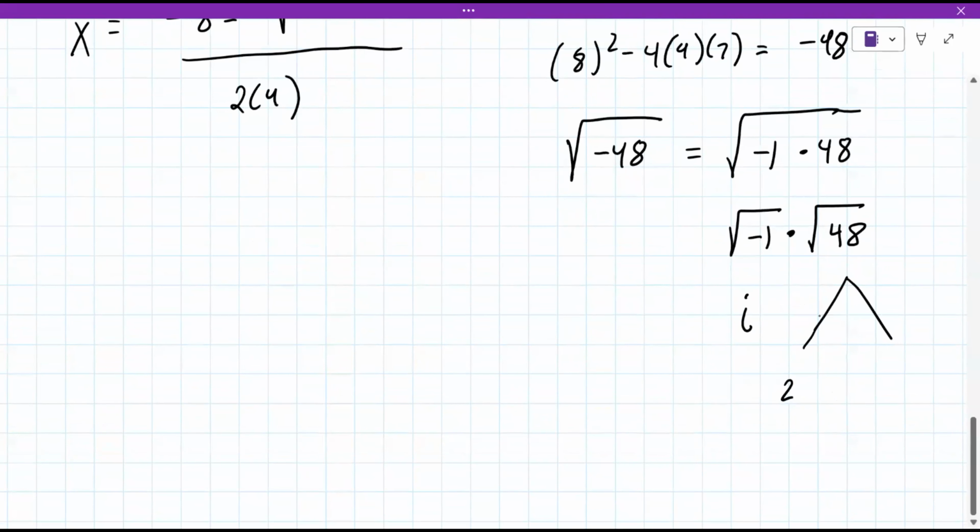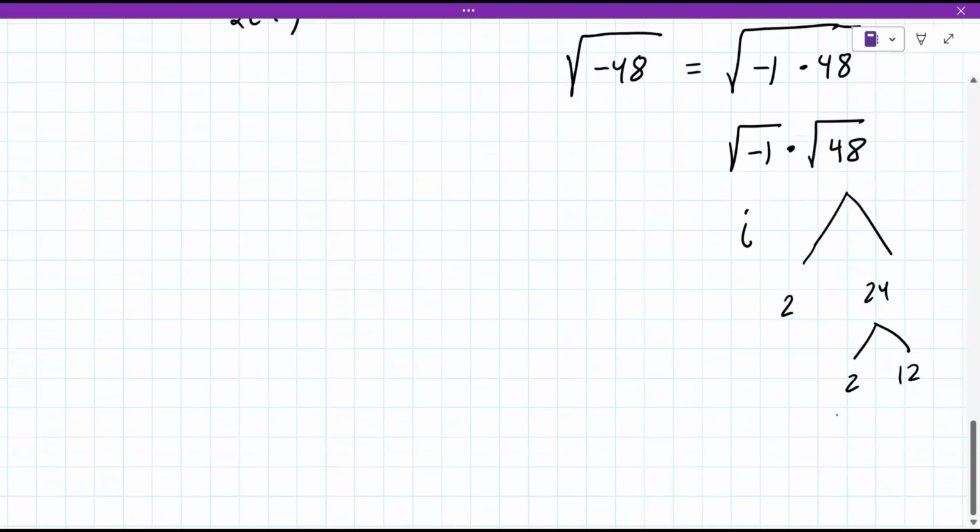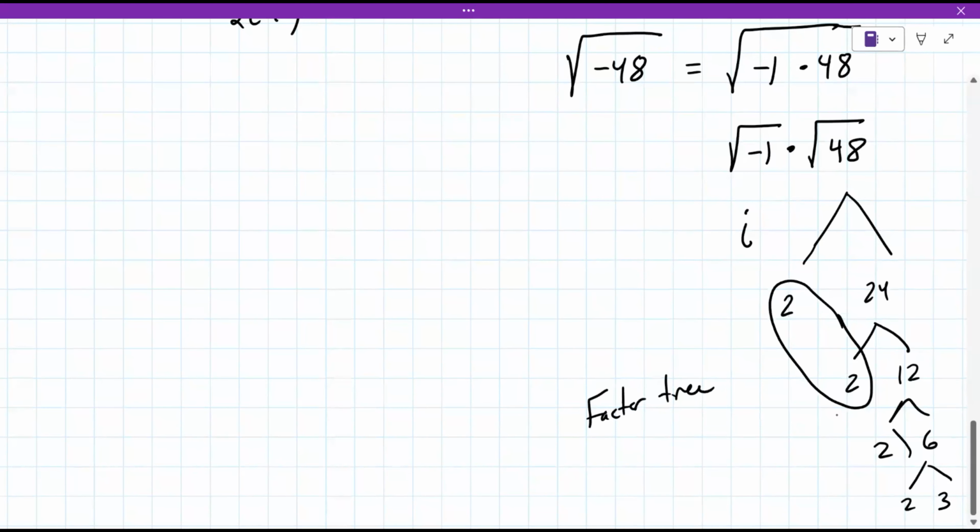So you start with 2. 2 is the smallest prime number. And you divide 48 by 2 and get 24. And like most things in life, if it works, you try it again. 24 divisible by 2, yes, that's 12. 12 divisible by 2, yep, that's 6. 6 divisible by 2, that's 3. So you build what's called a factor tree, or a factor ladder is another way to do it. And you look for pairs. You circle pairs.